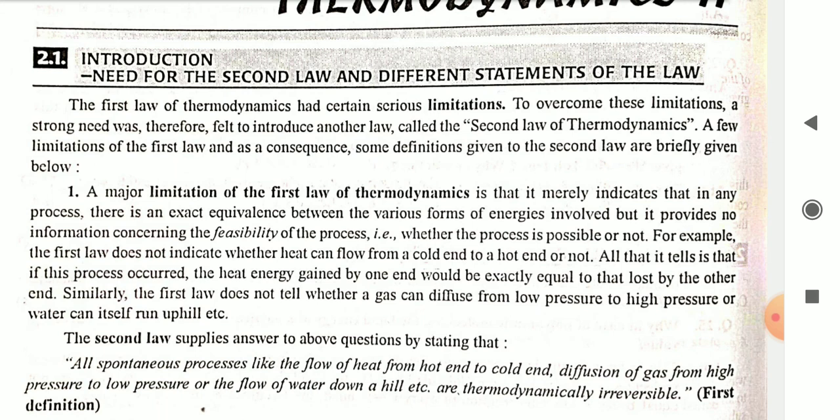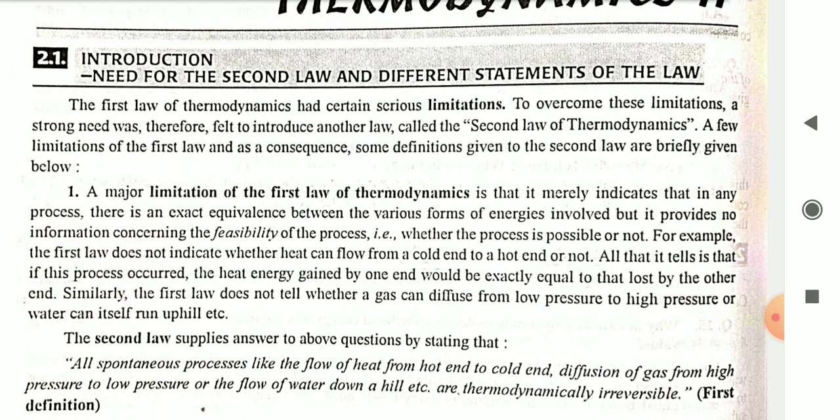The first law of thermodynamics had certain serious limitations. To overcome these limitations, a strong need was therefore felt to introduce another law called the second law of thermodynamics. A few limitations of the first law and, as a consequence, some definitions given to the second law are briefly given below. First, a major limitation of the first law of thermodynamics is that it merely indicates that in any process there is an exact equivalence between the various forms of the energy involved, but it provides no information concerning the feasibility of the process.